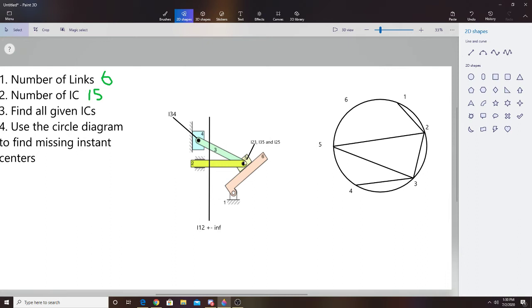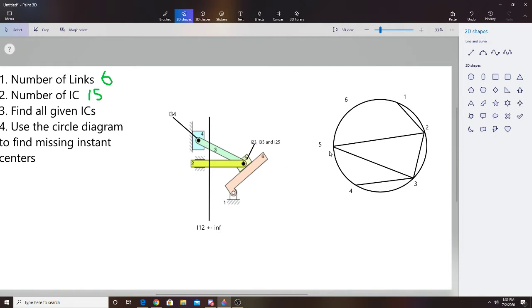Like all of these are given, right? Like 2-3, 3-5, 1-2, or I25. These are all given. We didn't need to solve anything. We can just look at it and know that's where it's at. Is this one between 4 and 5 a given one?